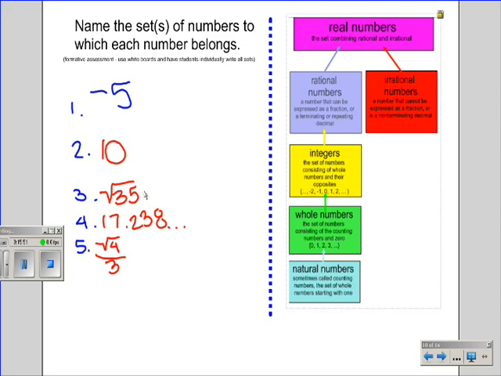The square root of 35, I don't know what that is, so the square root of 35 would be an irrational number and a real number. 17.238 ... That ... there's no pattern here, it just tells me it's going to keep going on and on. Therefore it would be non-terminating, irrational, and real. The square root of 4/3. Square root of 4 is 2. So if I was going to simplify this, I would say that it is 2/3. 2/3 is rational and real.